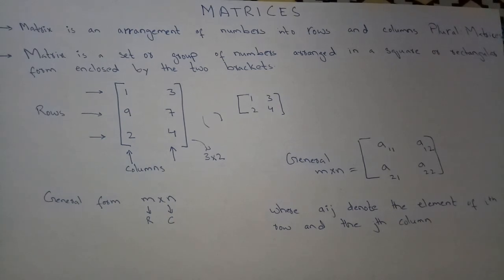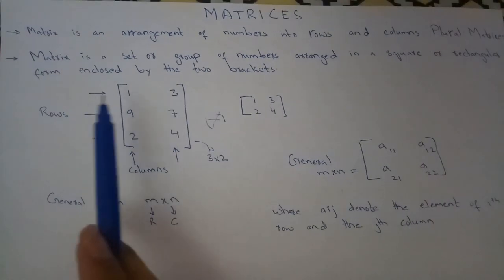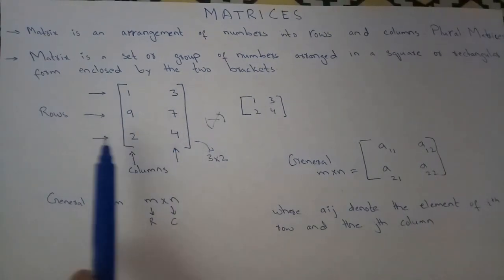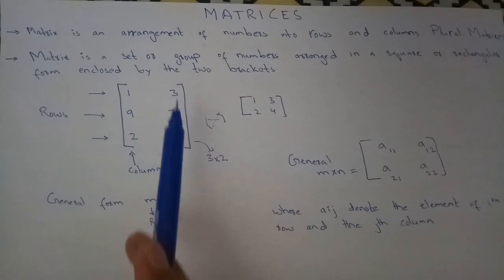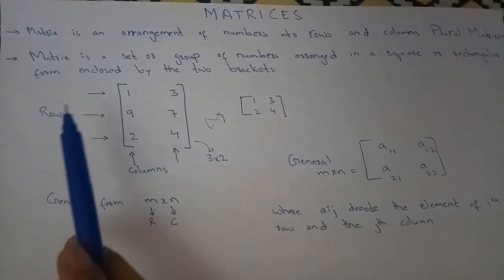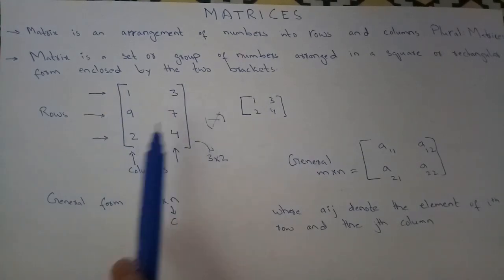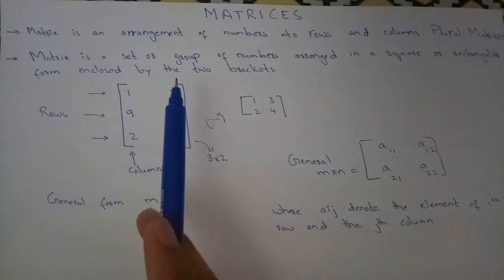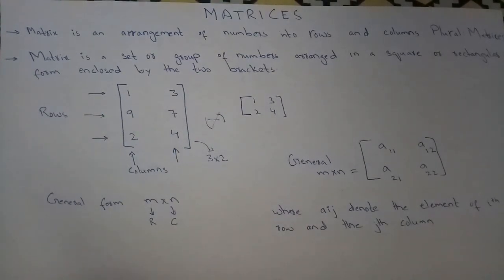Now the matrix is a set or group of numbers arranged in a square or rectangular form enclosed by two brackets. The horizontal lines are the rows and the vertical lines are the columns. In this matrix that you can see, there are 3 rows and 2 columns. So its order is 3 by 2.